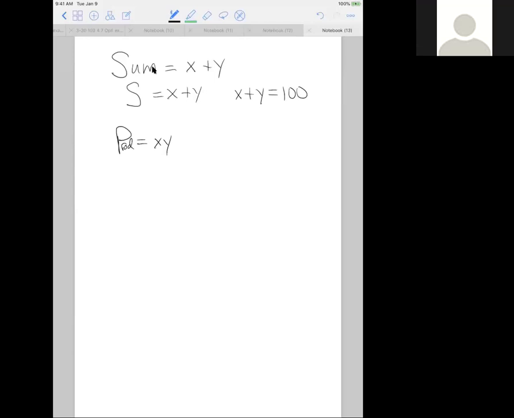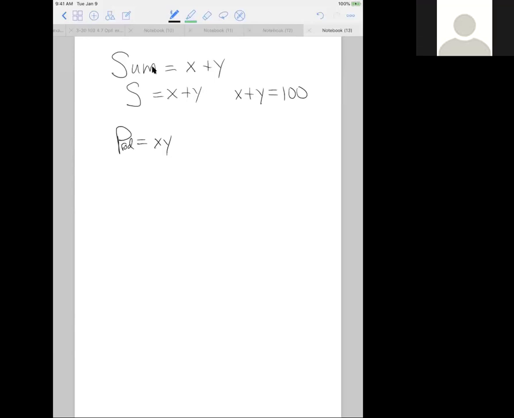This is the characteristic of an optimization problem. You've got 2 formulas. You're given a constraint on one of them. One of them is set. X plus Y is 100. Maximize or minimize the other one. That's an optimization problem. You're trying to optimize this product. It's a maximum. We're trying to maximize it.